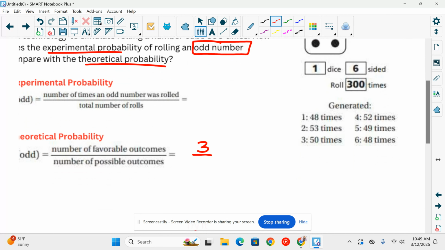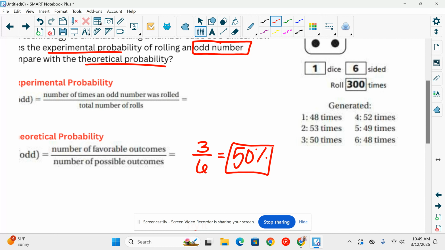So if I convert that to a percent, because when we compare, let's convert it to a percent. 50%, equally likely, okay? That's theoretical. So we've thought about it. This is what should happen. Theoretically speaking, there should be 50%.